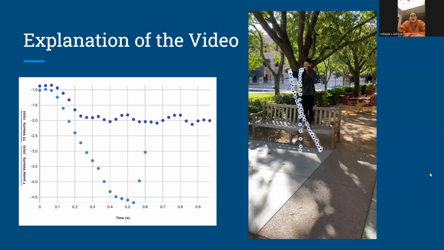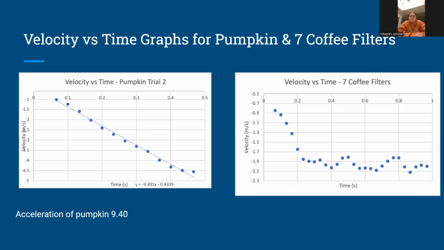Next, we added 6 more coffee filters to see if it would change the time to reach the ground. The weight of the pumpkin was 27.80 grams, while the stack of 7 coffee filters weighed 4.8 grams. As we said, in the first trial it took 2.5 seconds for the one coffee filter to reach the ground, while it only took the pumpkin 0.7 seconds. Once we added more coffee filters, the pumpkin still took 0.7 seconds, while the coffee filters took substantially less time than before, only 1.2 seconds. The acceleration for the pumpkin trial was 9.4 meters per second squared, while the acceleration of the 7 coffee filters was 0 meters per second squared.